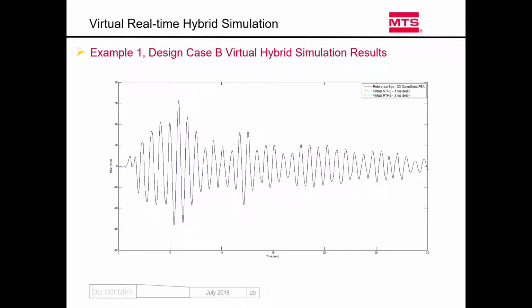So this is the reference solution without substructuring, without hybrid simulation. And then we said, okay, let's introduce 1 millisecond of delay. I forgot to mention this is design case B. We analyzed, remember, 1 millisecond is okay.